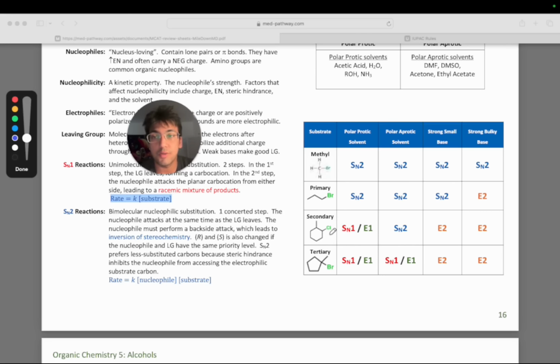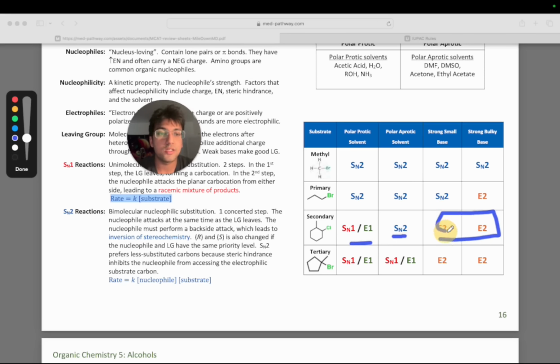What will probably happen is that if this reaction happens in a polar protic solvent, you will see some Sn1 results and you will see some E1 results. You won't see complete Sn1 products. So that explains these two.